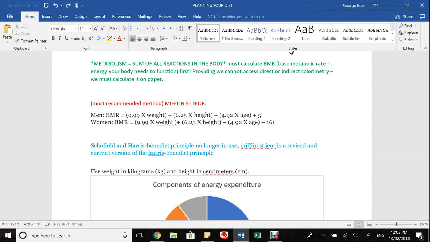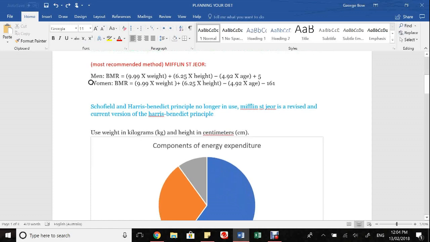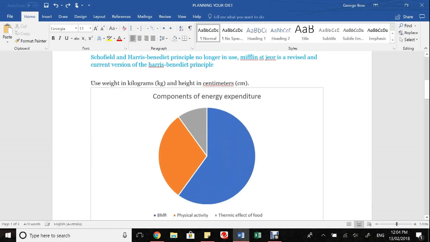For men, it is just 10 (or 9.99) times our weight in kilograms, plus 6.25 times our height in centimeters, subtracting 4.92 times our age in years. The only difference is that for men we add 5, and for women we subtract 161. So that is the Mifflin-St Jeor equation. It's pretty simple, and I'll do an example later on in the video, so bear with me for that. But that is how we calculate our basal metabolic rate, that amount of energy we need to survive.